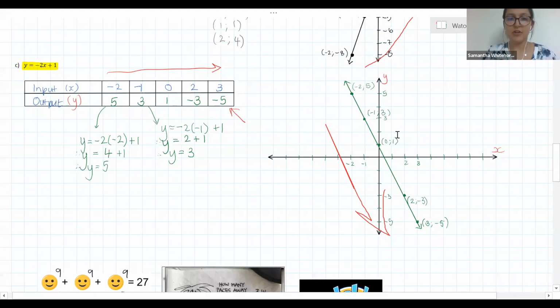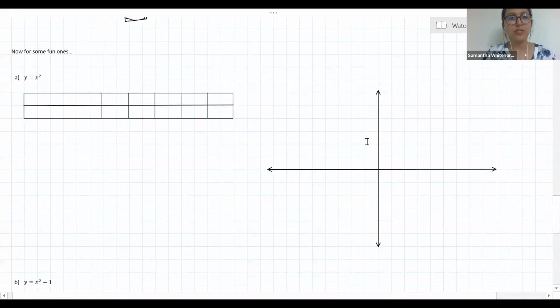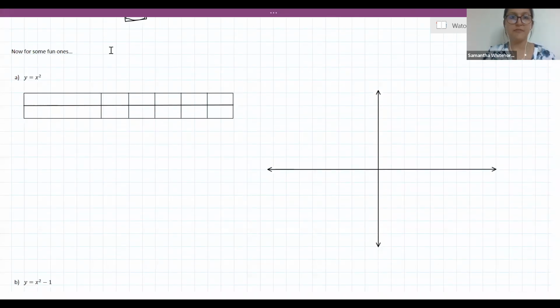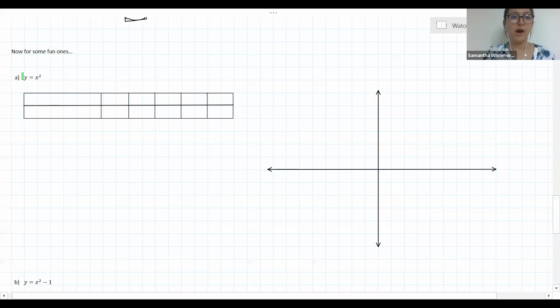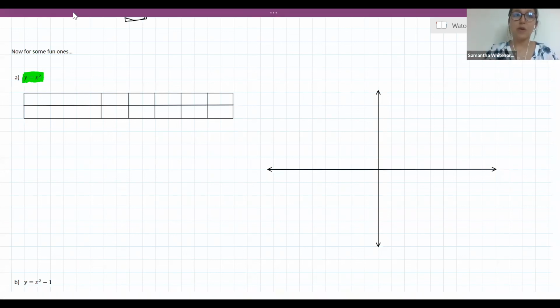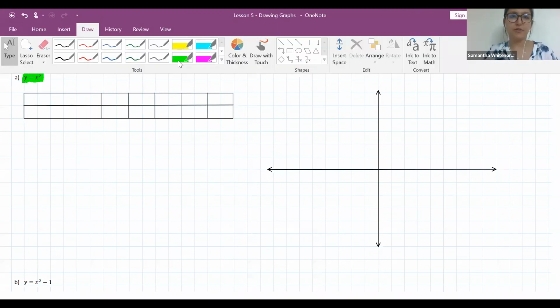Okay, guys, so let's have a look at an interesting one here. These are quite fun. So here, I've now got my equation of Y equals X squared. So nothing's going to change. I'm still going to substitute and I'm still going to get my output, but now I've got a squared. So things are going to look a little bit different here.